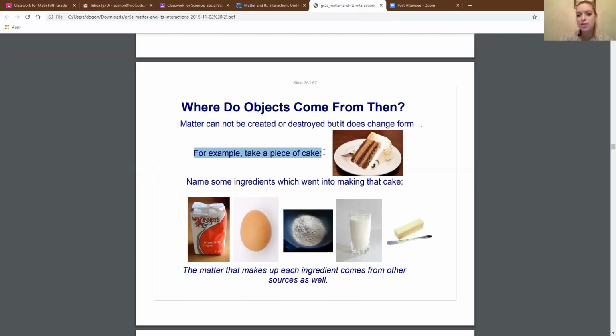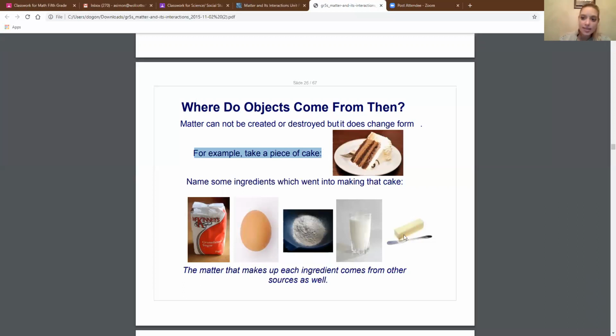So this piece of cake has not always been a cake, okay? It had to be made from different things. So this cake has not really been created or destroyed. It's just been made into a cake. Because before it was a cake, it didn't just appear, okay? You had to use all of these different ingredients to make a cake. You had to use flour, eggs, salt, milk, butter, okay?